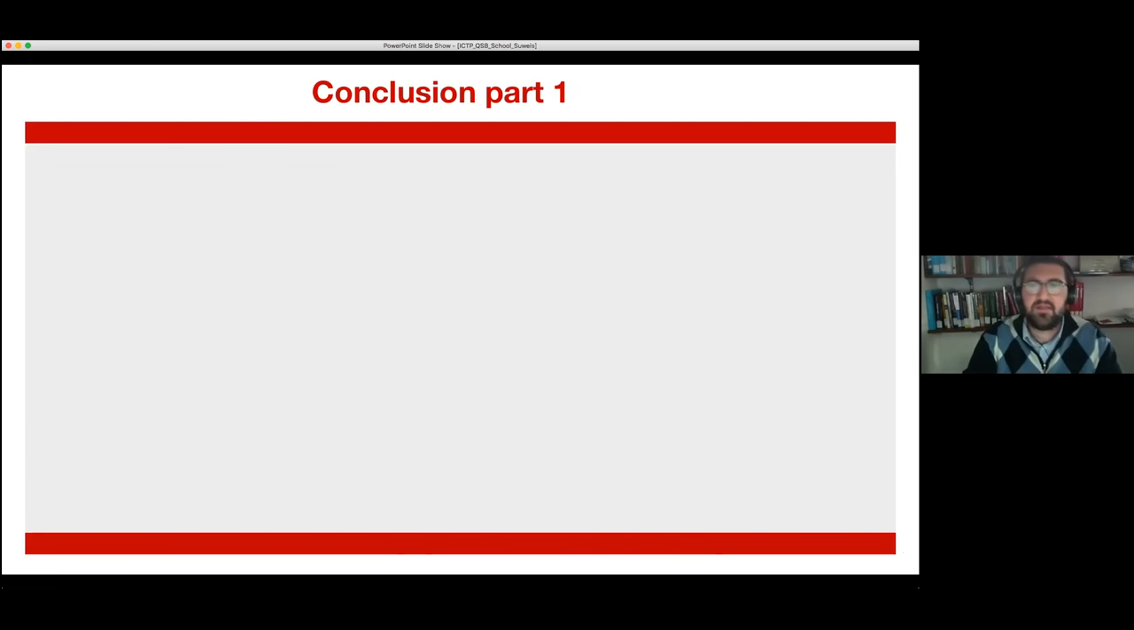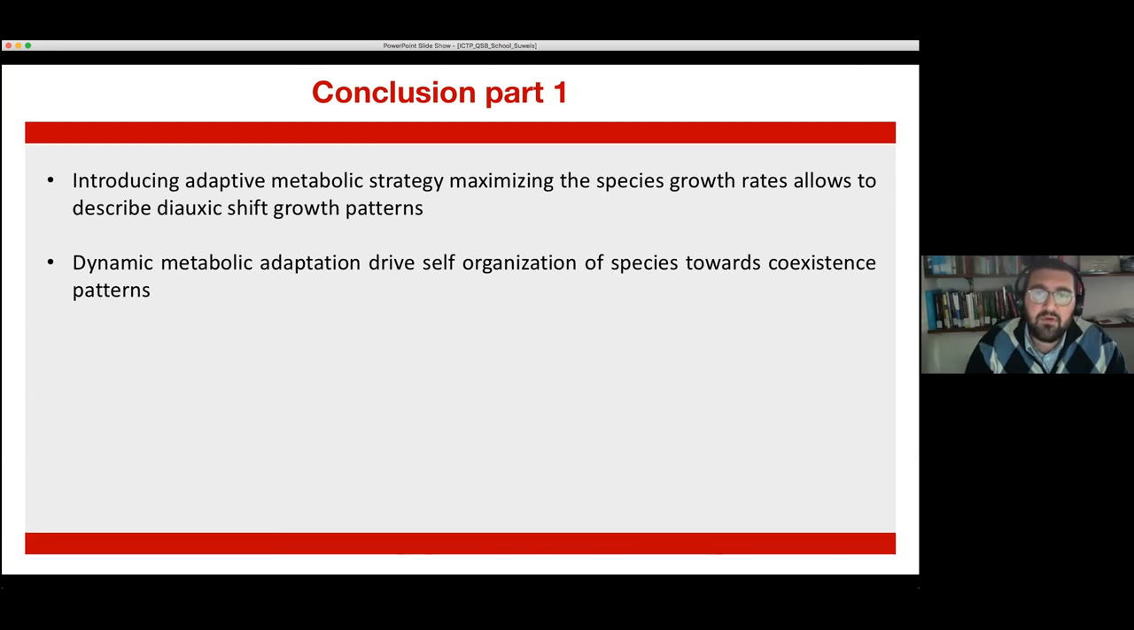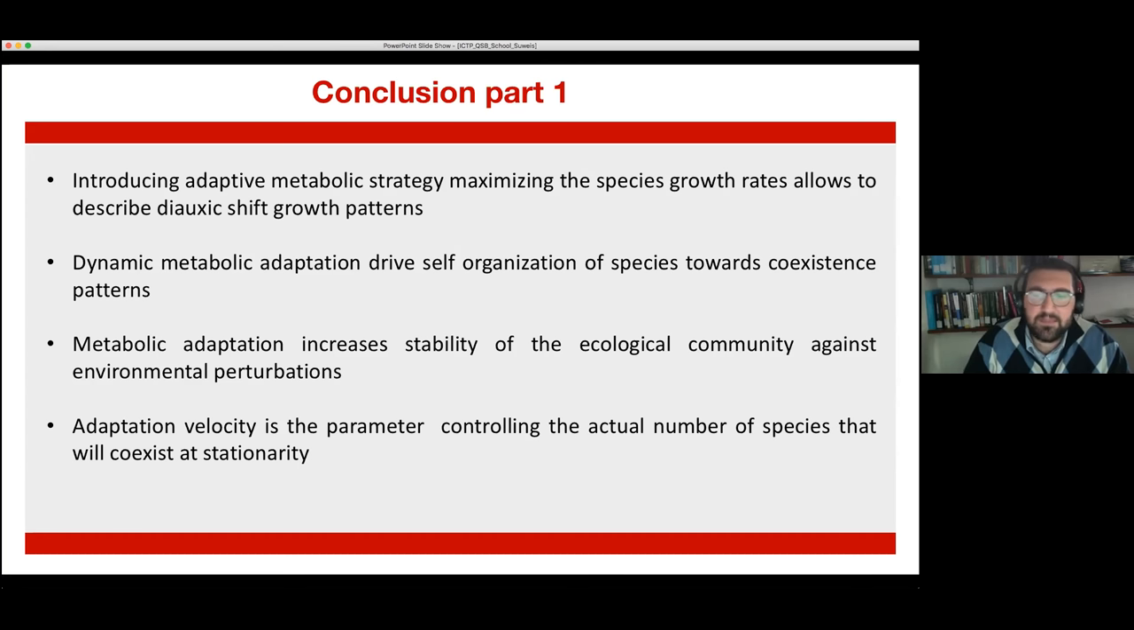Let's make a first part of my conclusion of this presentation. We have introduced adaptive metabolic strategies that maximize the species growth rate, and we have observed that this allows us to describe the oxy shift growth pattern. Moreover, this adaptation drives self-organization of species toward a coexistent pattern, and metabolic adaptation increases the stability of the ecological community against environmental perturbation. Finally, adaptation velocity is the parameter controlling the actual number of species that will coexist at stationarity. This is the first conclusion that I hope you have. If there are questions about this first part, maybe we can take them now.